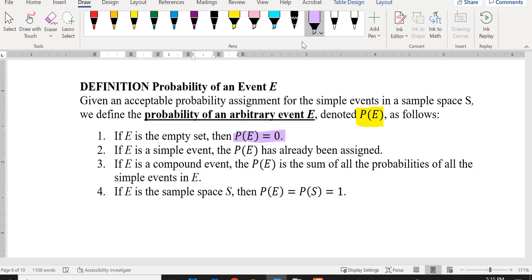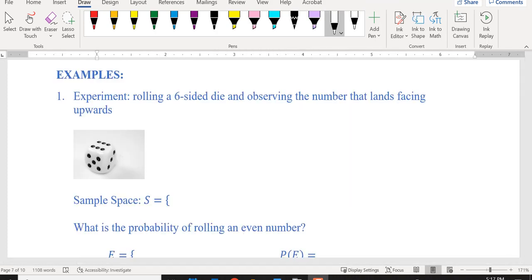But if E is a compound event, if it has more than one outcome in it, then the probability of E is the sum of all the probabilities of all the simple events in E. And last but not least, if E is the sample space, then the probability of E is equal to the probability of the sample space, which is 1. Okay, we're going to go look at some examples.